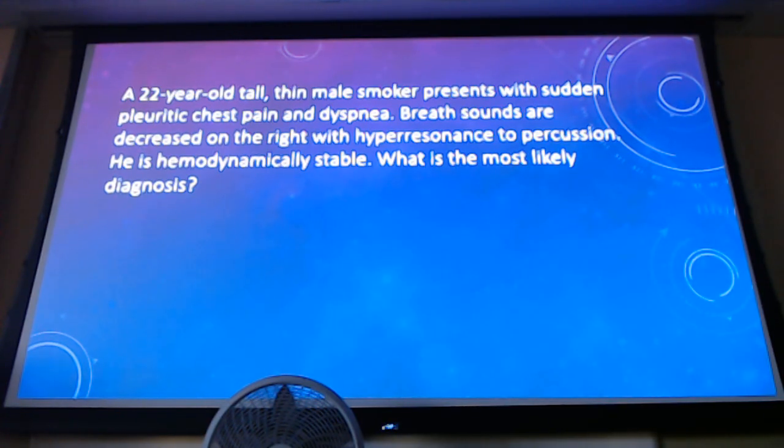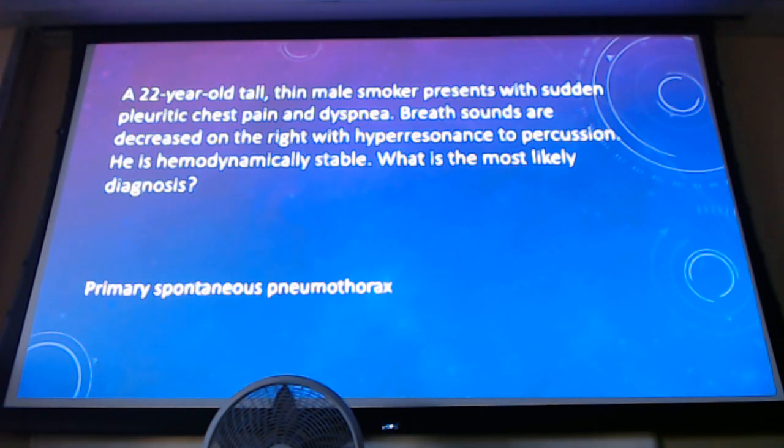and dyspnea. Breath sounds are decreased on the right with hyperresonance to percussion. He is hemodynamically stable. What's the most likely diagnosis? Spontaneous pneumothorax. All right, what are you going to do for it? Needle decompression. He's stable. Oxygen. Sure, we could potentially do oxygen, but with thoracic chest pain and dyspnea, probably not. He's probably bigger than what supplemental O2 is going to be able to treat. So what do we have to do?